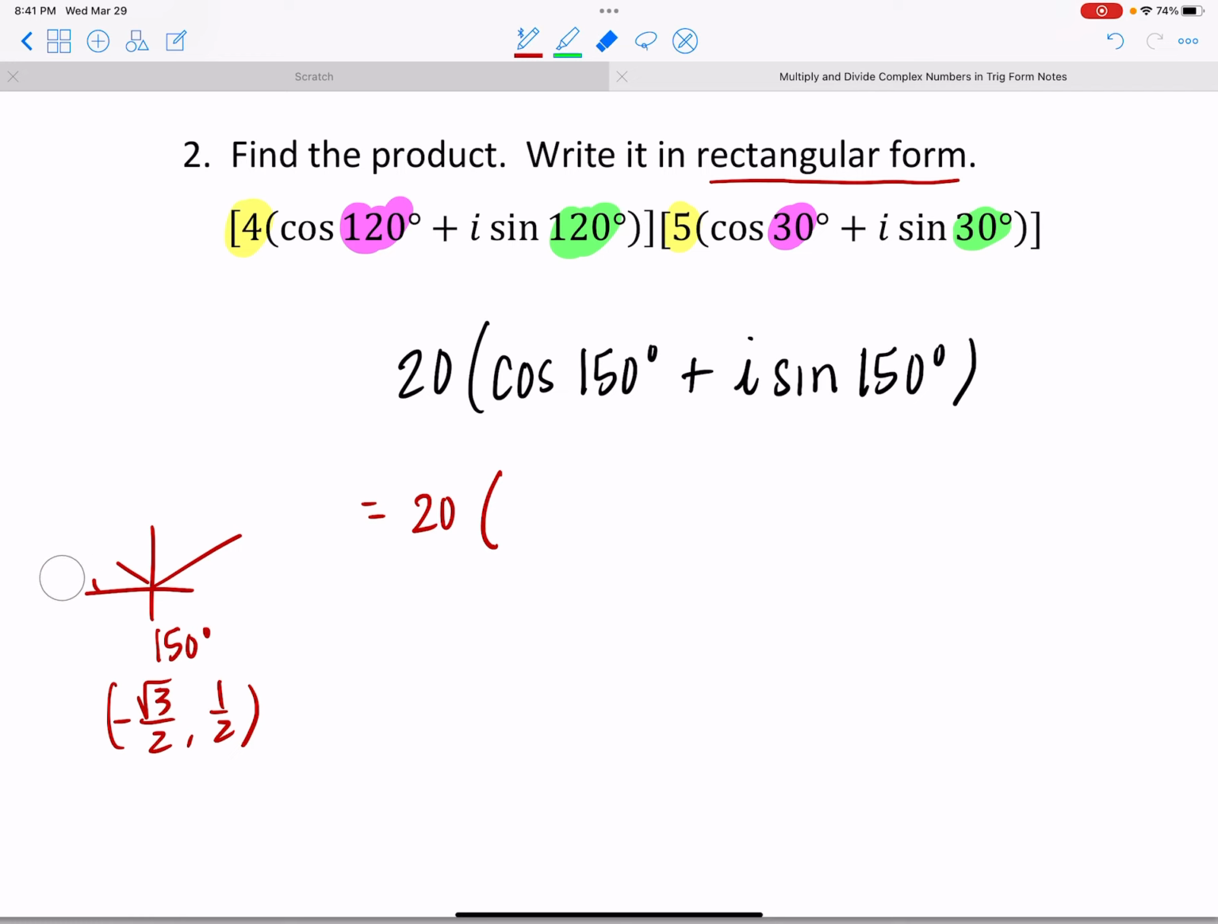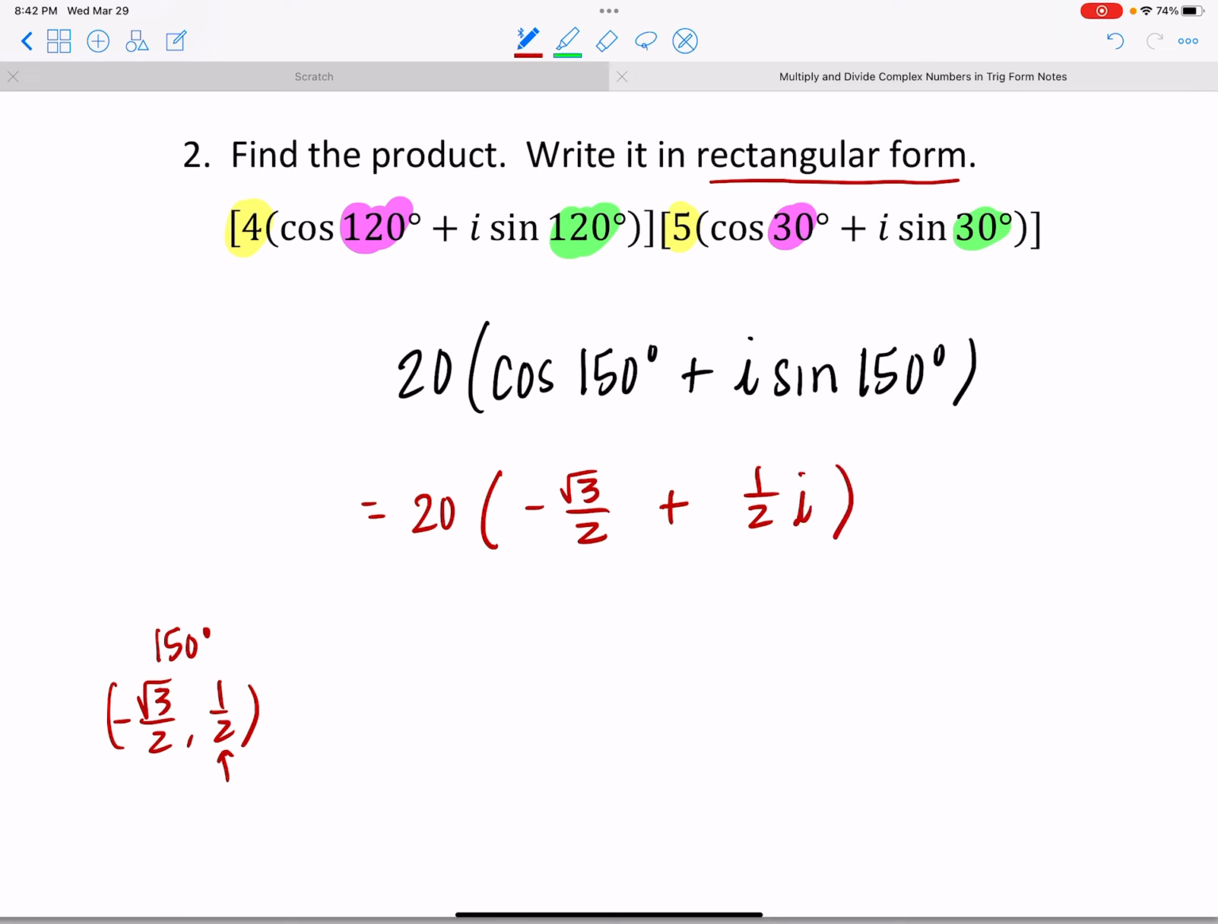Let me get rid of all this. Okay, so cosine of 150 is going to be negative radical 3 over 2. Plus over here I have i times the sine of 150. Well, the sine of 150, that's going to be a half. So that's going to be i times a half, which is now a little strange. Let me just call this 1/2 i.